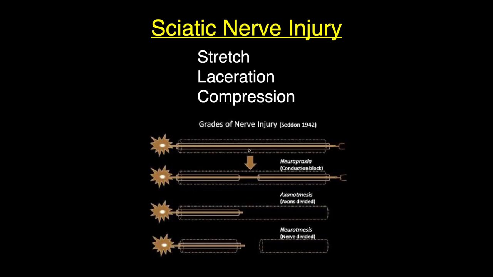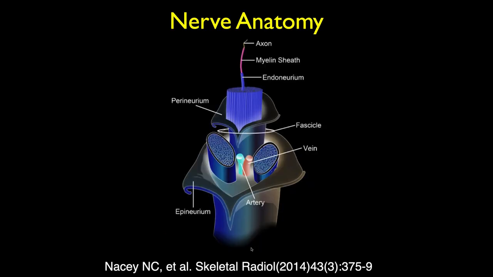And then there are different grading systems, and we'll go through some of those now in terms of injury. So this is the normal nerve. You can see the little nerve fiber in there, and then the sheath around it. We'll go through that anatomy in just a minute. In neurapraxia, you just get a conduction block, but the nerve is intact. Axonotmesis, the axons are divided. Neurotmesis, you have a complete tear of the entire nerve.